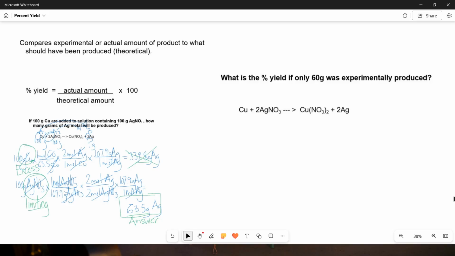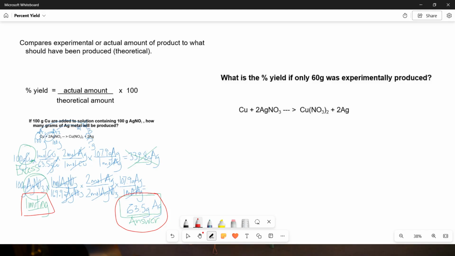Hi Chem Peeps, this is the third and final video for the problem example I have for limiting and excess, and in this part of the problem we want to know the percent yield of the silver from our original problem, which I posted my work from the first video down in the left hand corner, and you can see right here we found out that we could form 63.5 grams of silver from our limiting reactant in this problem.